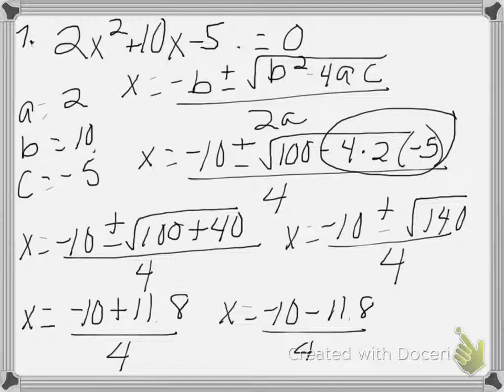Now, because it's a terminating decimal, I am going to go ahead and leave that. I'm not going to round to 0.5. It stops, so it terminates, so I'm going to leave it. And then negative 10 and a negative 11.8 is negative 21.8, divided by 4 gives you a negative 5.45. And again, because it's a terminating decimal, I'm going to leave it. I'm not going to round that.